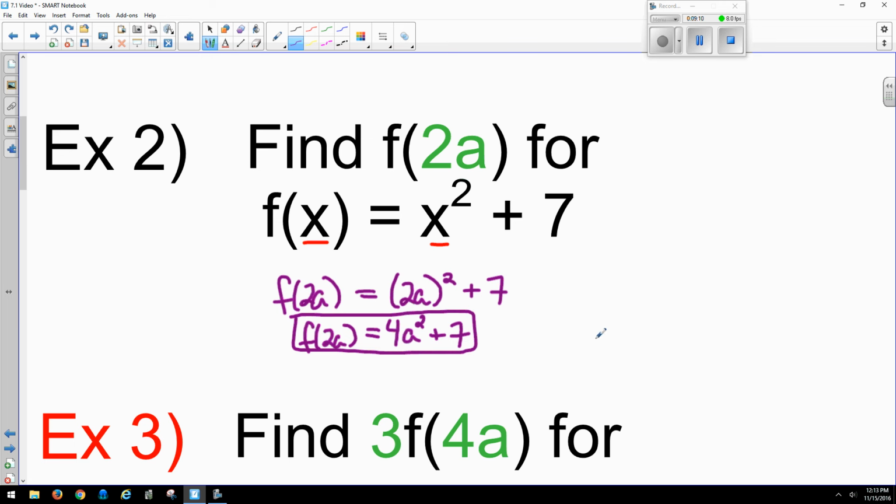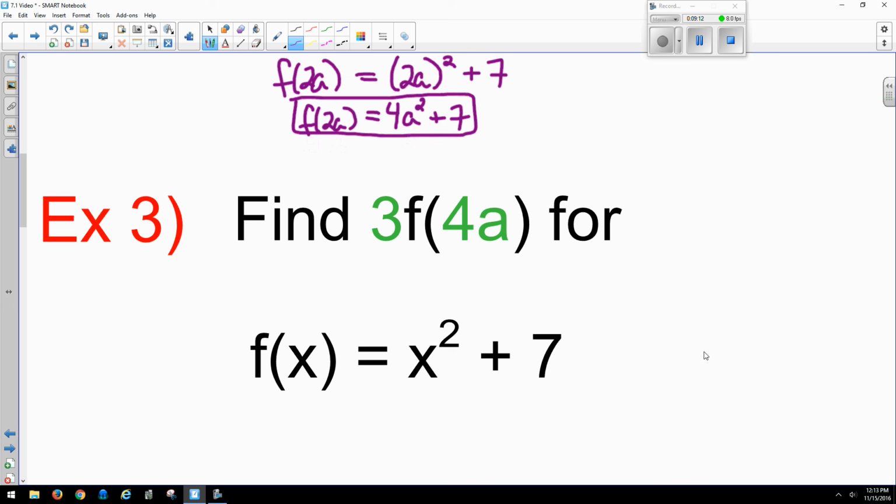So here's the last one for you to try. There's just one extra step, and that's multiplying it by 3 in the end. All right, so good luck. We'll talk about this tomorrow.